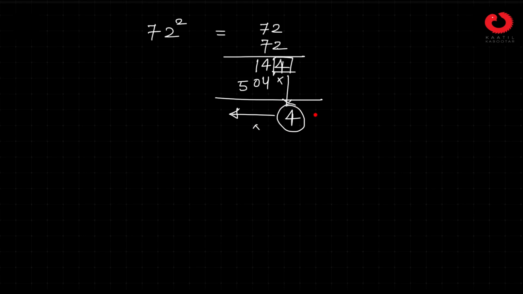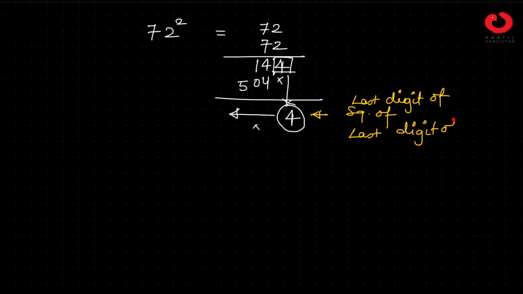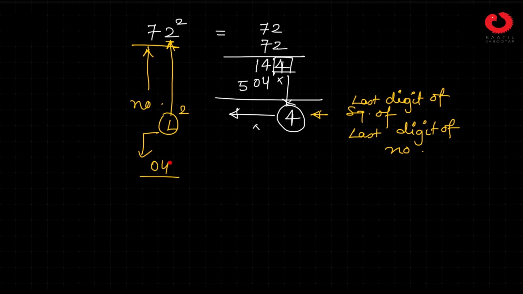So you can see that this last digit is the last digit of the square of the last digit of the number. This was your number. The last digit of this number is 2, and the square of this last digit is 04. So the last digit is the same. Means the last digit of the number's square is the same as the last digit of the square of its last digit. Okay, this is one observation we have seen, and you can always take it to the next level, or check for any sort of number.